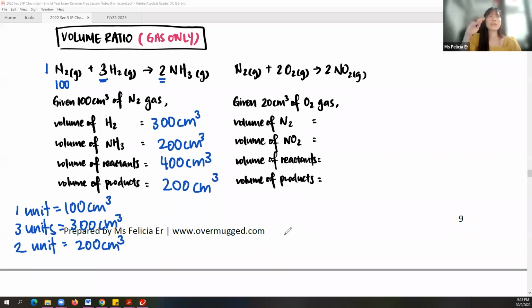So actually only for gas, there is this shortcut. So can save time for your exam. Of course, if you want to use back the step 1 to 4 can also, just that it will be very slow. Your course got shortcut.